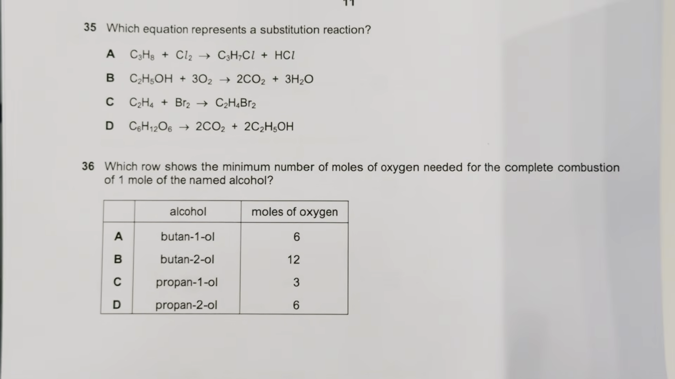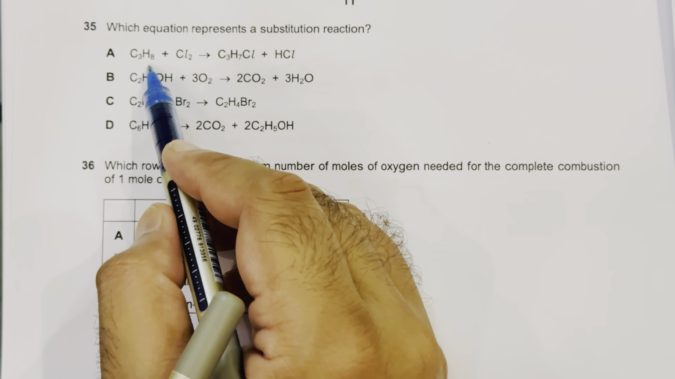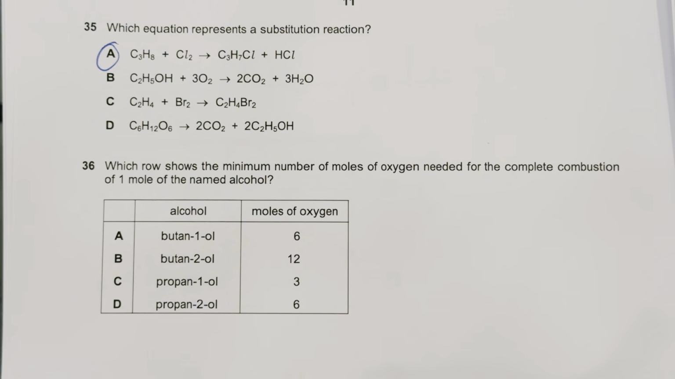Moving to question number 35. Which equation represents a substitution reaction? So we know that chlorine is substituting the hydrogen here, so this is the example of a substitution reaction. So this was an easy question. Options B, C and D are examples of addition reactions.